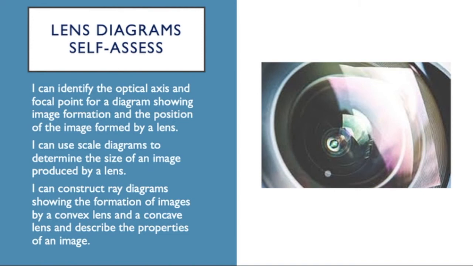Okay, so this is what we've done today then. You should be able to identify the optical axis and focal point for a diagram showing image formation and the position of the image formed by a lens. You should be able to use scale diagrams to determine the size of an image produced by a lens, and you should be able to construct ray diagrams showing the formation of images by convex lenses and concave lenses and describe the properties of the image.